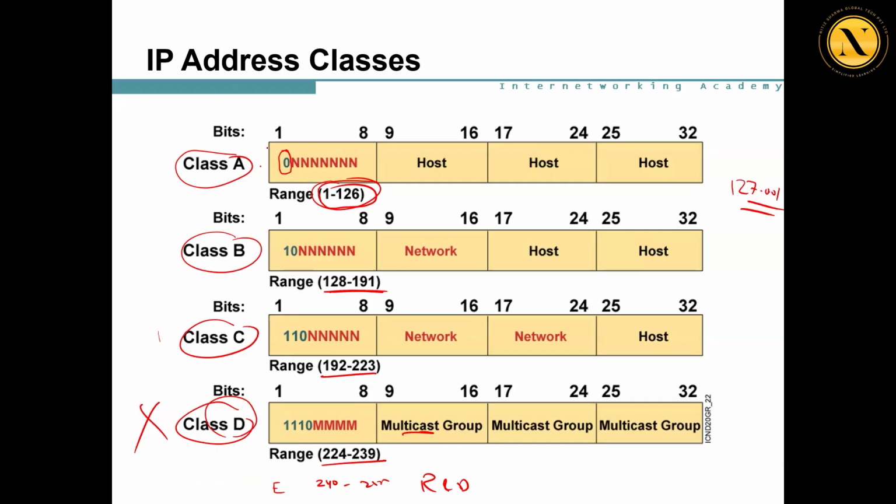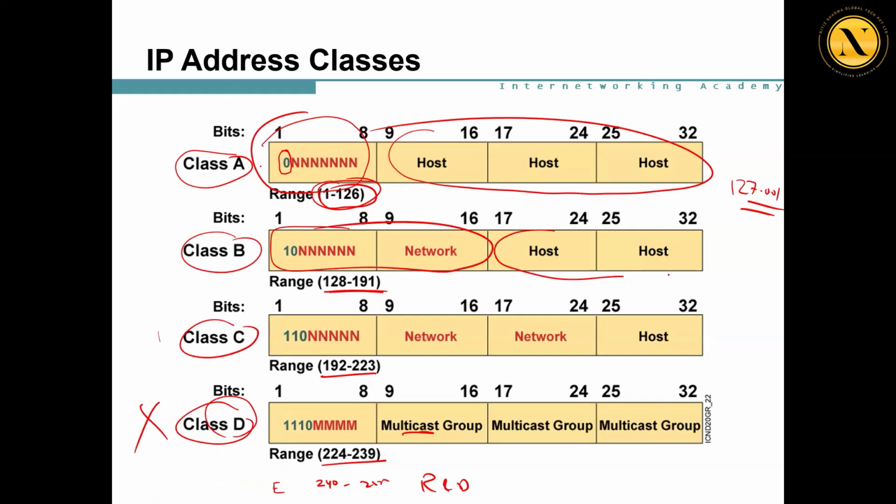And in class A, you have first octet in the network portion and 3 octets in the host portion. Class B, you have 2 octets in the network portion, 2 octets in the host portion. Similarly, class C, 3 octets in the network portion and 1 octet in the host portion, right?